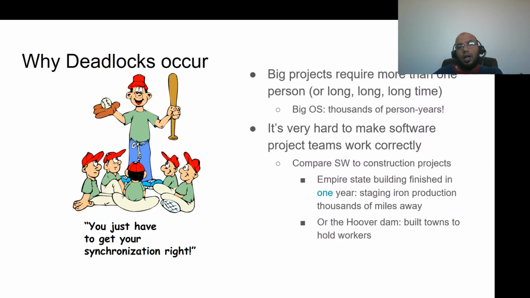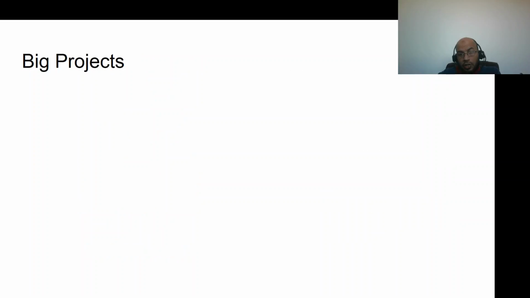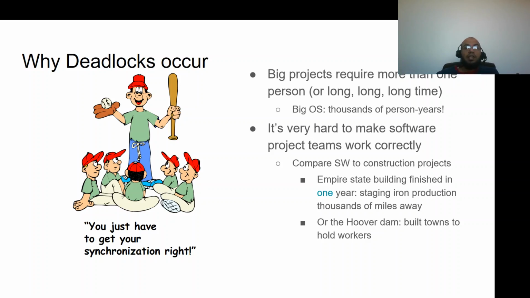If you compare software systems to construction projects, the Empire State Building took 1 year to be built, and the iron production was done thousands of miles away. Still, the Empire State Building is a building that still exists, right? The Hoover Dam: they actually built towns to hold workers for building it. Still, they were able to finish it in a time that is way less than the Linux kernel time span. So the Linux kernel has been in development for years, and for now decades, right?